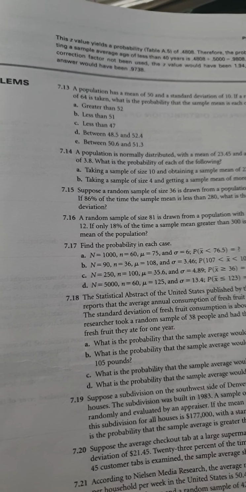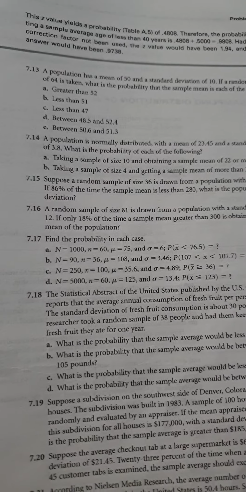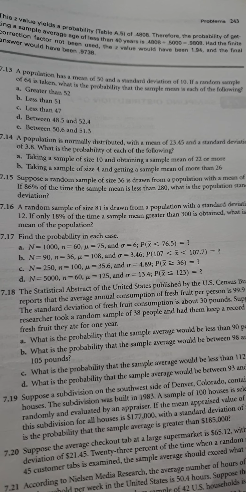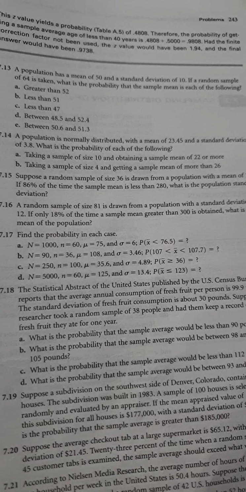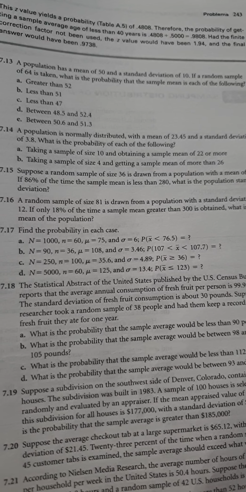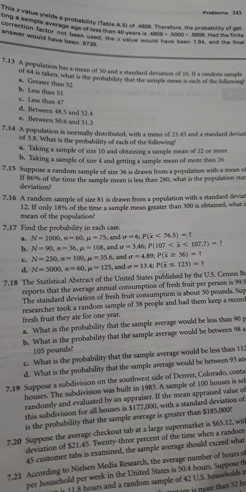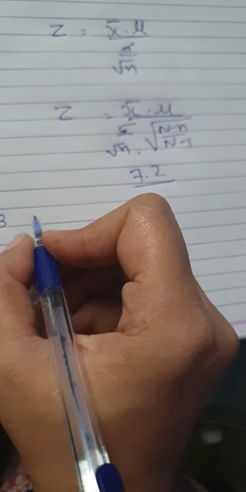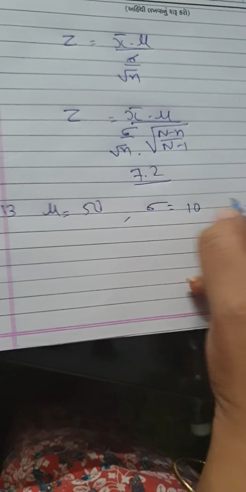Exercise number 7.2, page number 243, sum number 7.13. A population has a mean of 50 and standard deviation of 10. If a random sample of 64 is taken, what is the probability that the sample mean is in each of the following cases? You have to find the values for the probabilities. Mu is given, standard deviation is given, and small n is also given. Mu equals 50, standard deviation equals 10, n equals 64.